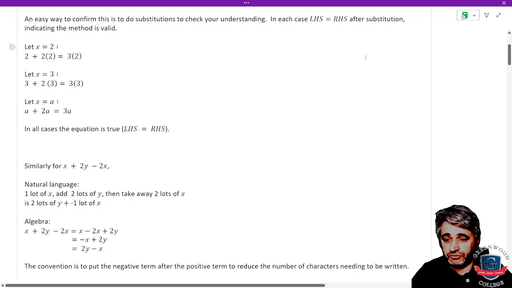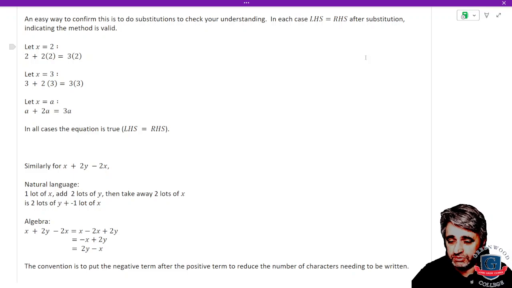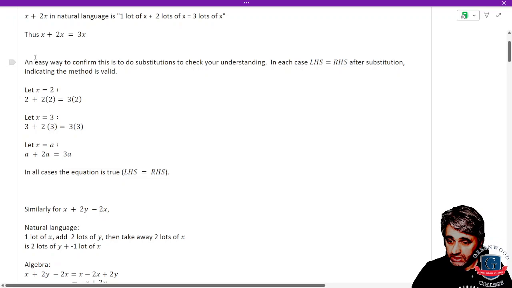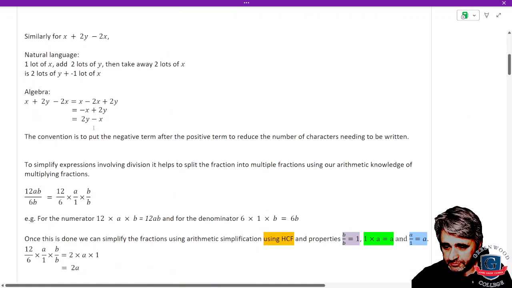An easy way to confirm this is correct is to do a bit of substitution. So if we let x equal 2 into the expression above, x plus 2x, put 2 where x is, and then evaluate. So 2 plus 4 is 6, 3 plus 6 is 9, and a plus 2a is 3a. 1 lot of a plus 2 lots of a is 3 lots of a. In all cases, the equation is true, the method appears to work.